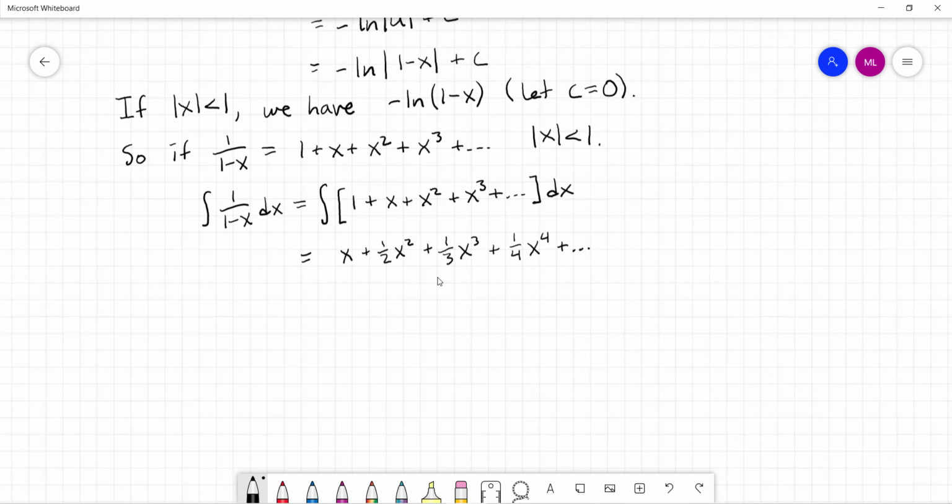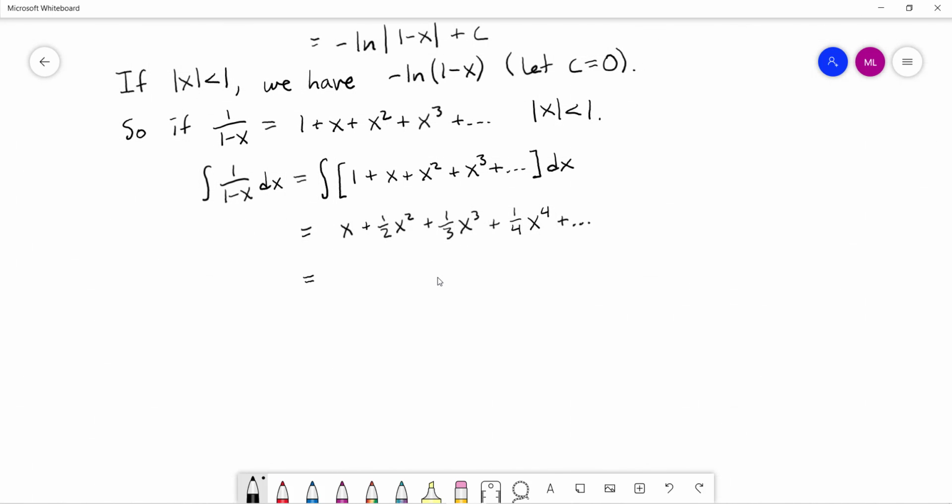And we know that that is equal to, we already found the integral of 1 over 1 minus x. As long as the absolute value of x is less than 1, it's equivalent to this. And so we were able to represent the natural log function, natural log of 1 minus x, as a power series. All I need to do is take into account the minus sign.